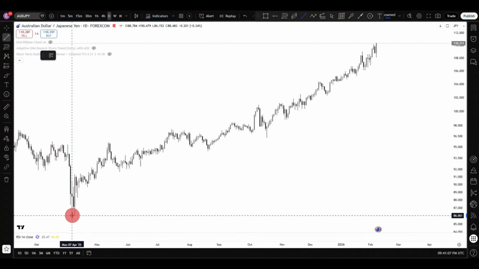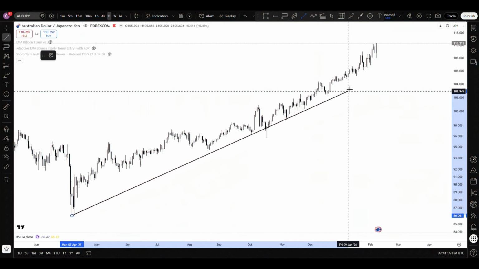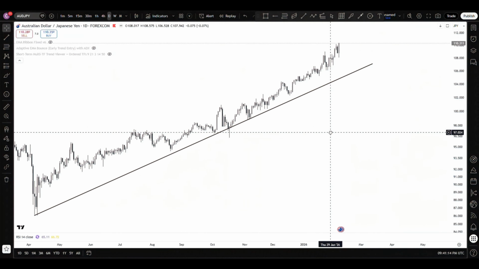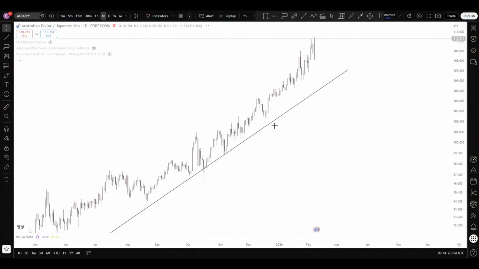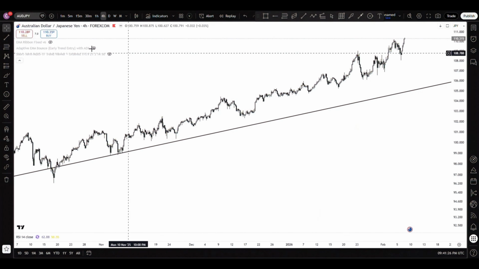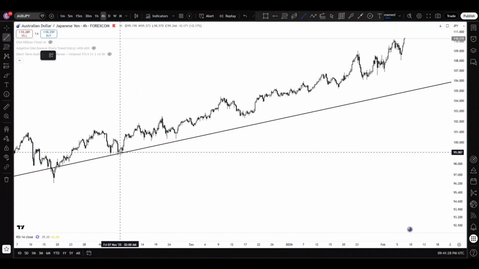Now, ideally, when a market is trending to the upside, or when price is in an uptrend, you would want to capitalize or get your entries in on a pullback. That would be the ideal spot that you would want to get an entry in.